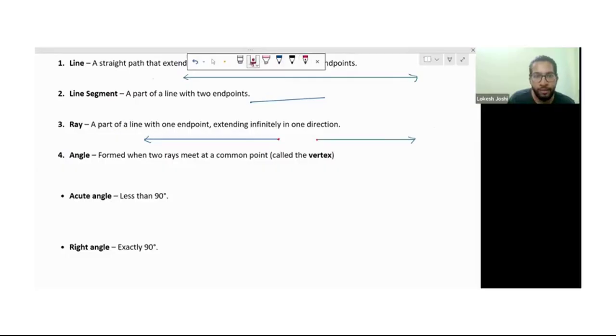Now the next one, which is totally new for us, is the angle. So an angle is formed when two rays meet at a common point called the vertex. Okay, so let me draw this. Suppose this is one ray and another ray which starts from the same point, this. Okay, so the intersecting point, in which two rays are intersecting, is known as the vertex. Okay, so this point is the vertex.